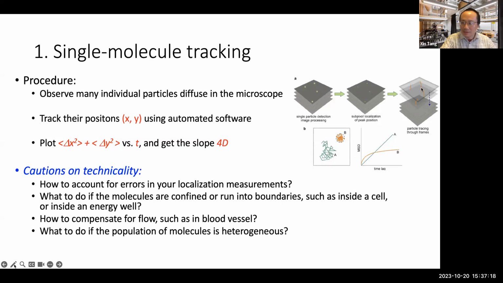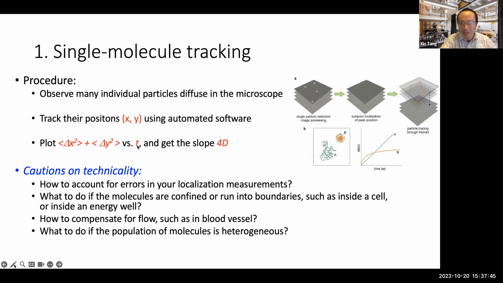And then based on this trajectory, you can plot the delta x. This is a 2D case, right? Delta x squared, the mean square displacement in the x direction, plus the mean square displacement in the y direction, right? Because the x and y directions are independent of each other, they sum together, and they become a function of time, right?